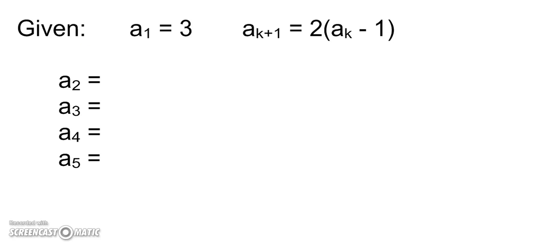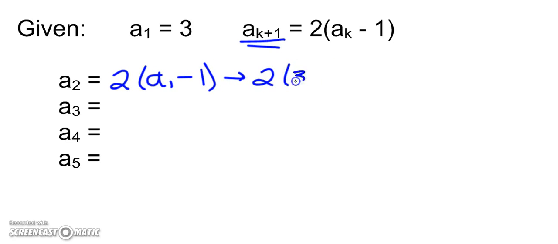So, given a sub 1 is equal to 3, and a sub k plus 1 is equal to twice the previous term minus 1, I'm going to help you find a sub 2, and then I'm going to have you guys try to find a sub 3, 4, and 5. So, a sub 2 is what we're looking for. That's going to be equal to twice a sub 1 minus 1. Well, we know that a sub 1 is equal to 3. So 2 times 3 minus 1 is going to be equal to 4.